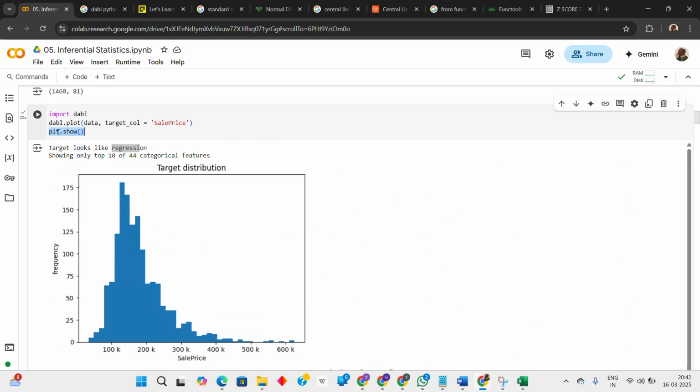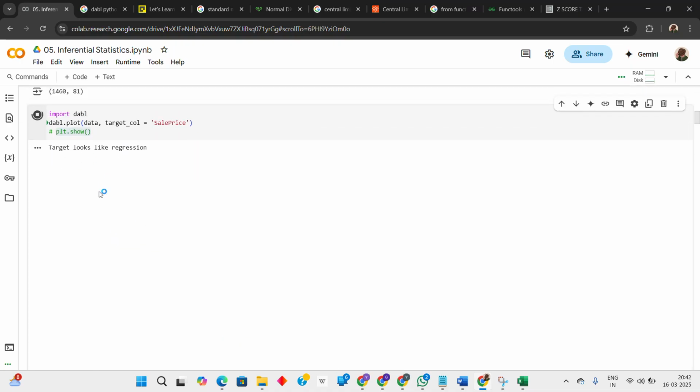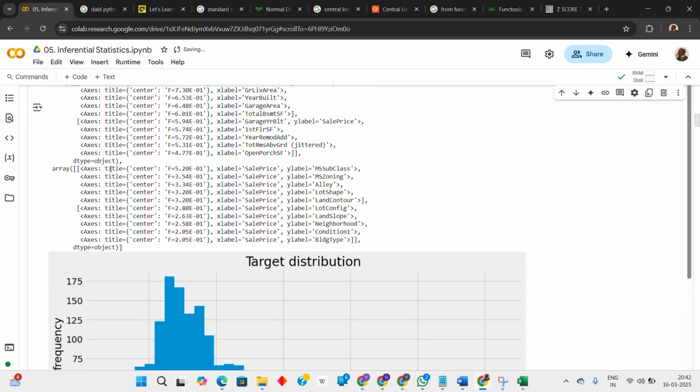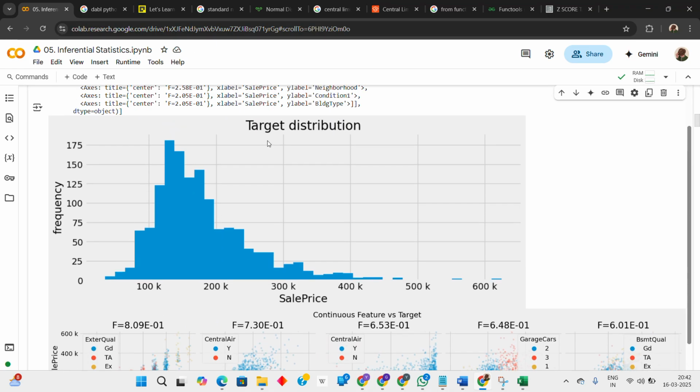If I don't use this plt.show, you can even see all the mathematics it will calculate. It will take some time anyway, because these are all automation libraries. So it will do auto checks and many internal functionalities before it plots. Here you can see it showed all the 10 categories and 44 categorical features, and many other things. The target distribution is also identified as a continuous one, so it distributes the sale price according to its frequency.